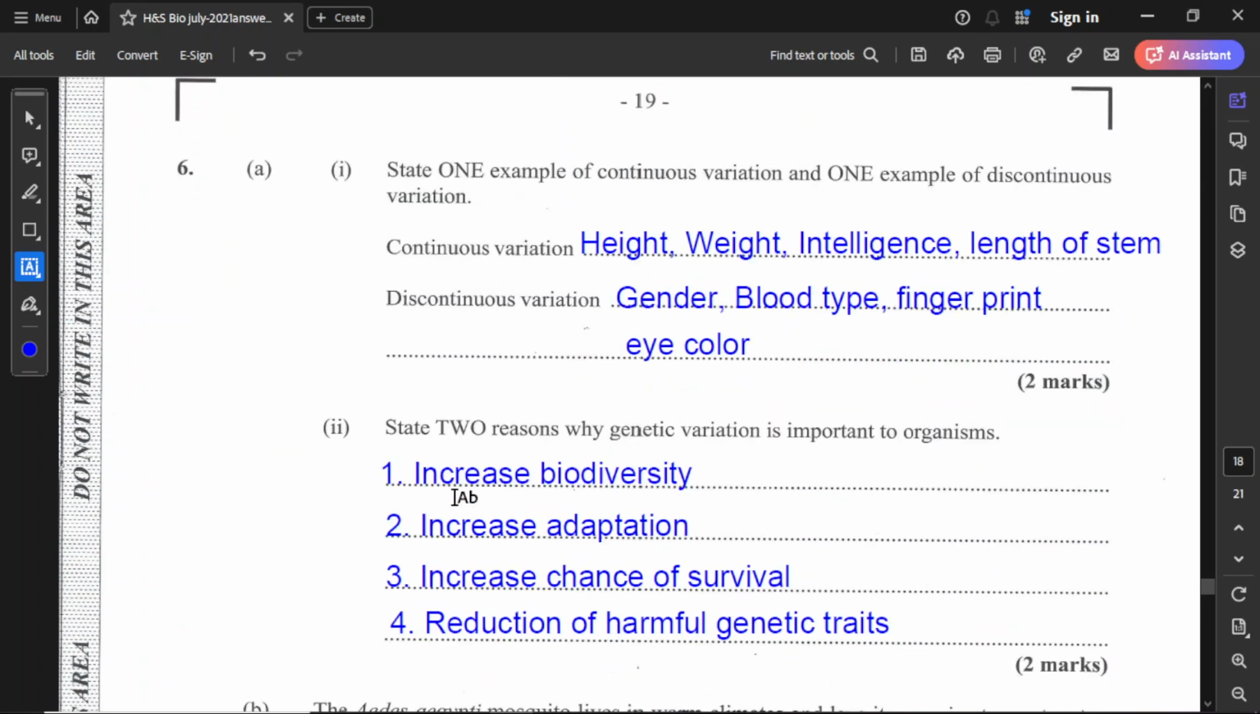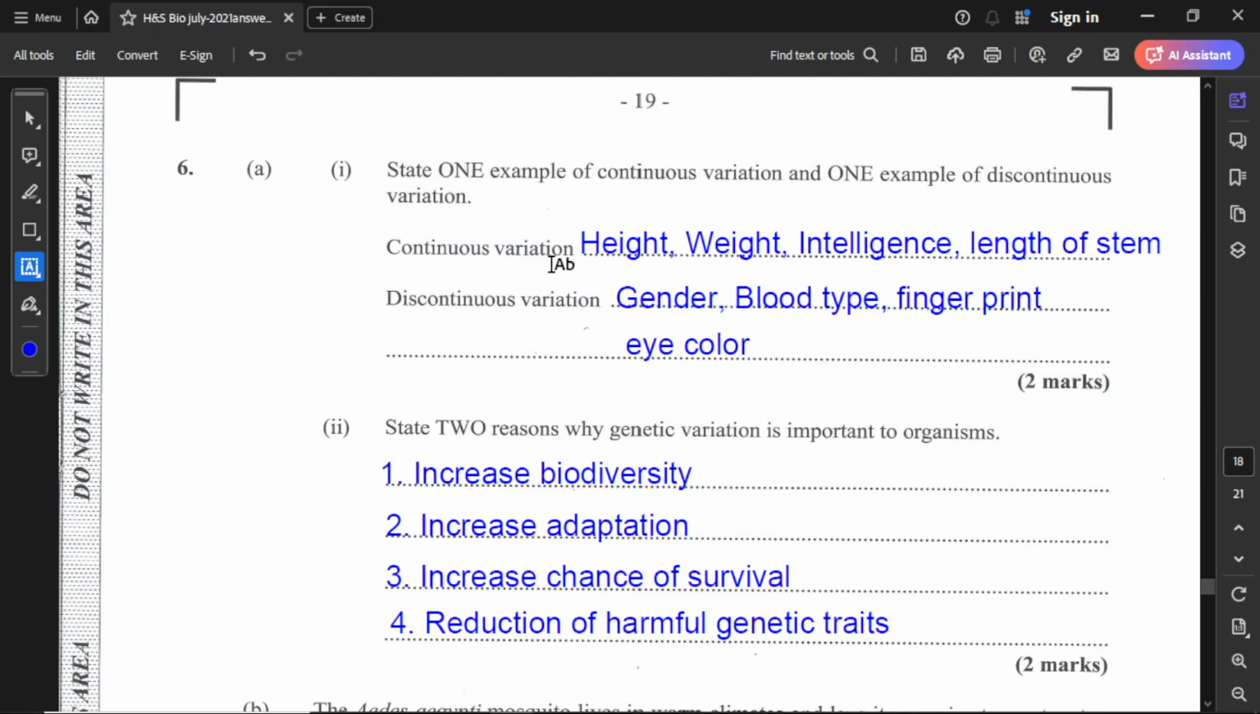Last question here now, question number 6. It says to state one example of continuous variation and one example of discontinuous variation. Continuous variation, for example, height, weight, intelligence, length of stem. And I make sure to put length of stem right here, because even though we're doing human and social, I'm just mentioning that this is a plant. And of course, continuous variation is not only in human beings, but also in other organisms as well. So it can be length of claws and so on. Just to make reference to that, just in case you may need to know that piece of information.